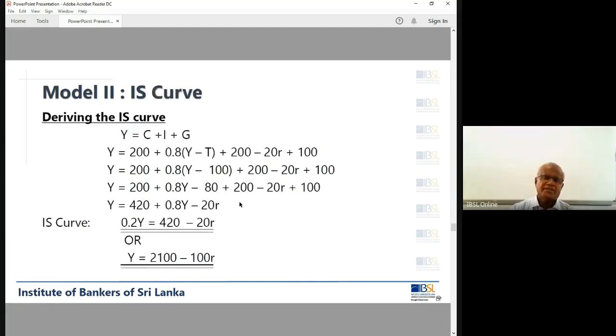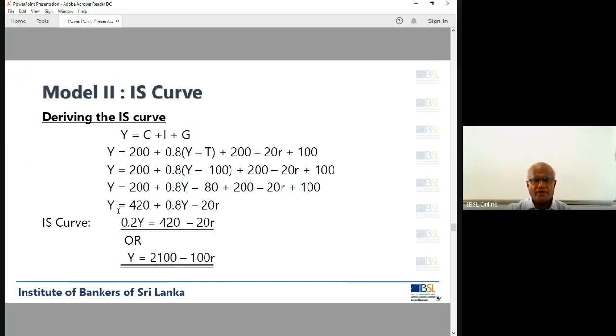Okay, IS curve. C plus I plus G: 200 plus 0.8 (Y minus T), 200 minus 20R, plus 200 G. Then you substitute T equals 100: 200 plus 0.8 (Y minus 100), 200 minus 20R plus 100. Then you simplify: 200 plus 200, 400, plus 100, 500. 500 minus 80 is 420. 0.8Y the same, minus 20R. Right?